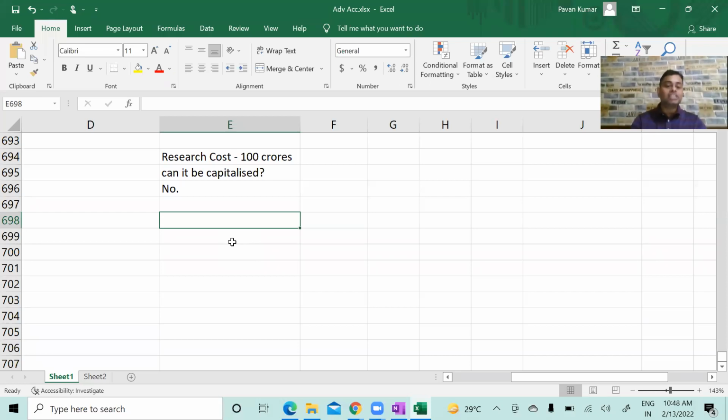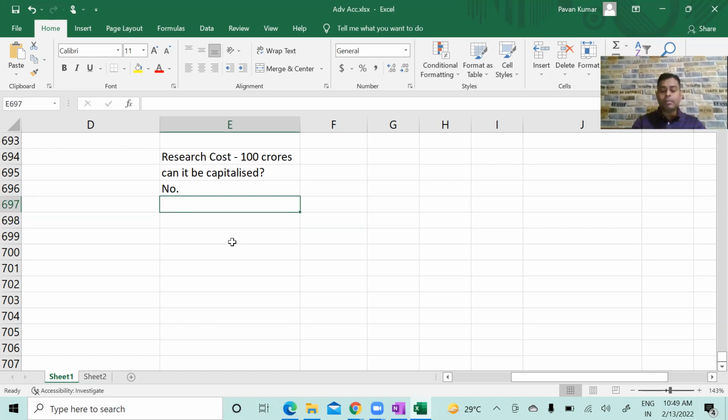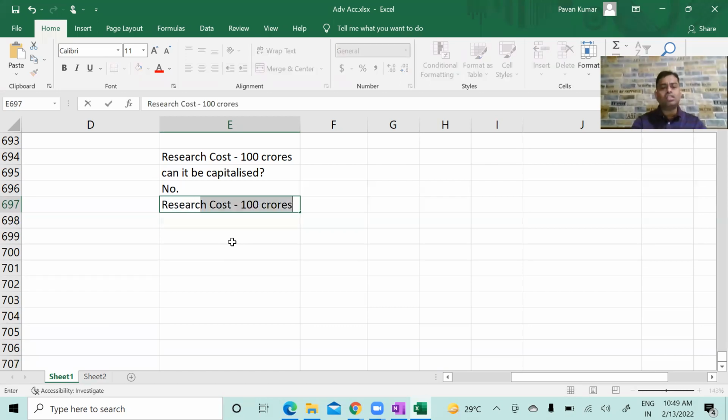Okay. So this Poonawalla might have spent some 100 crore rupees for research. Can it be capitalized? The answer is no. So remember, research cost can never be capitalized.